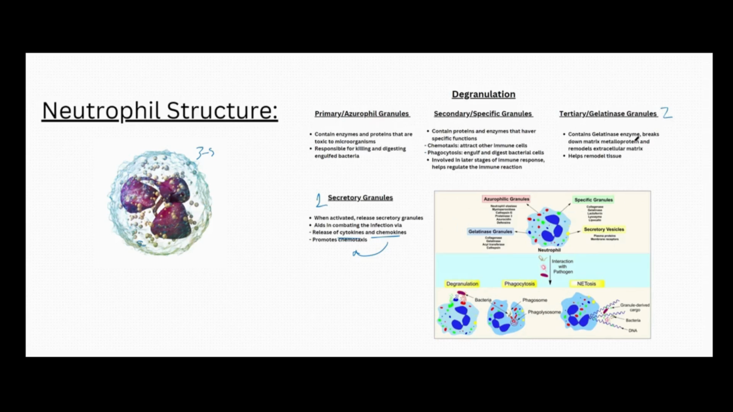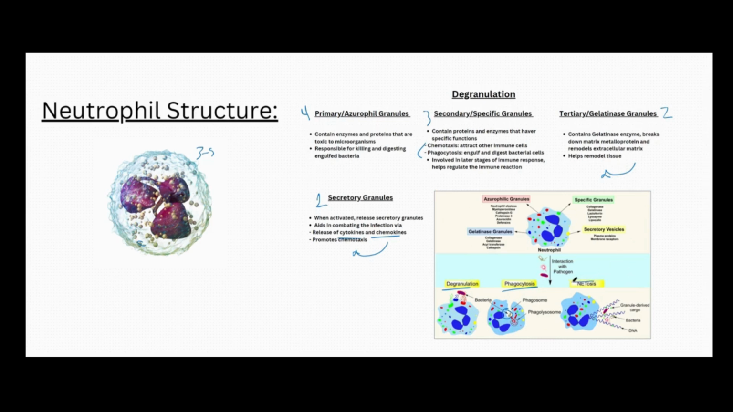Next are gelatinase granules. These contain gelatinase enzyme, which helps break down matrix metalloproteins and remodel tissue. Next are the secondary granules. These contain proteins and enzymes with very specific functions in both chemotaxis and phagocytosis. Lastly are the primary granules. These contain enzymes and proteins that are toxic to microorganisms. They kill microorganisms in the process of degranulation and also kill microorganisms that have been engulfed through phagocytosis.